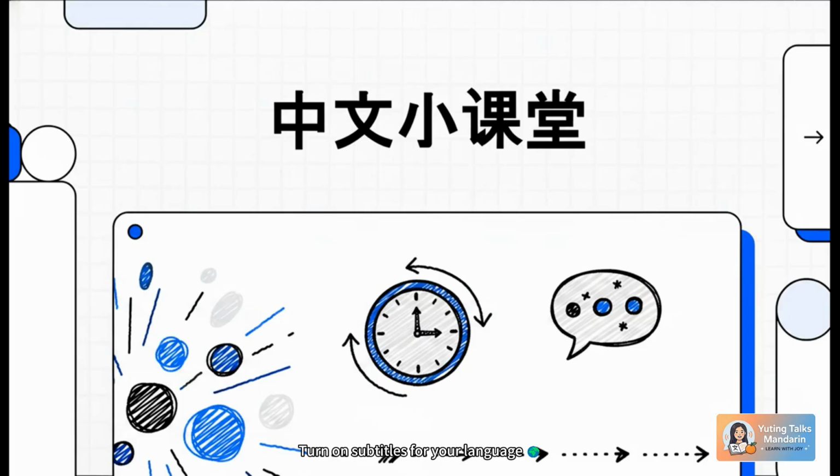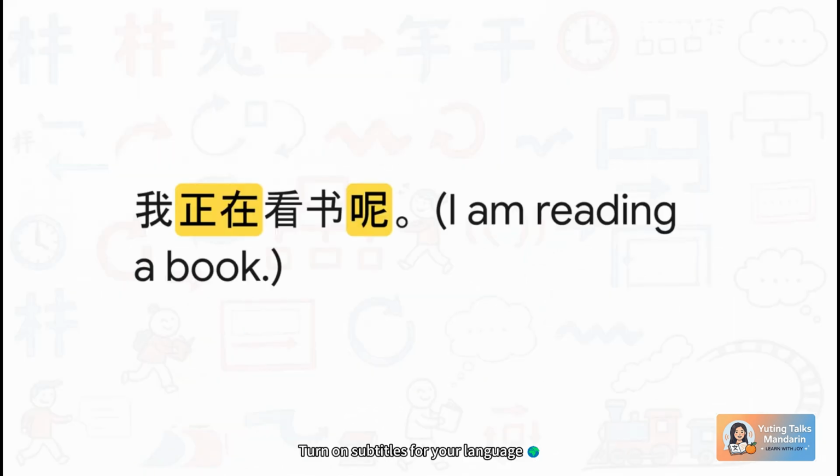Hey everyone, and welcome. So picture this. Your friend messages you in Chinese and asks what you're up to. How do you say I'm reading a book or I'm watching TV right now? Well, today we're going to break down exactly how to do that. And trust me, it's one of the most useful things you'll ever learn. So, let's try this out.